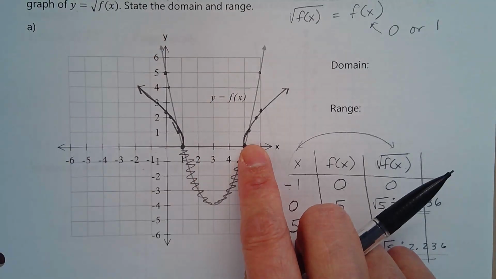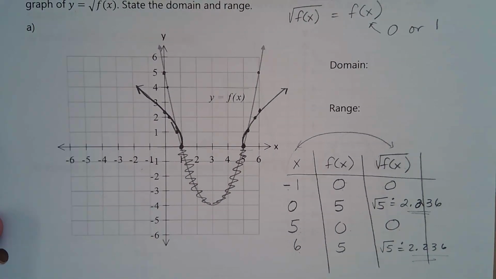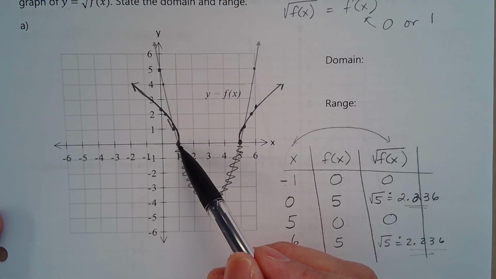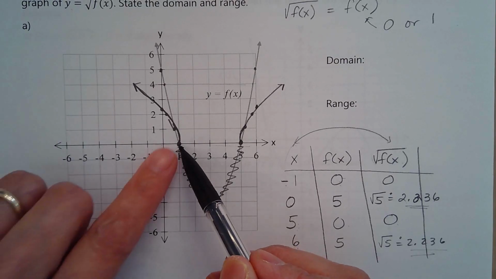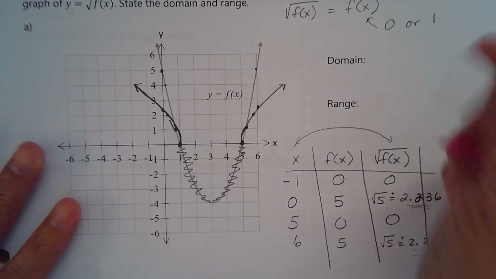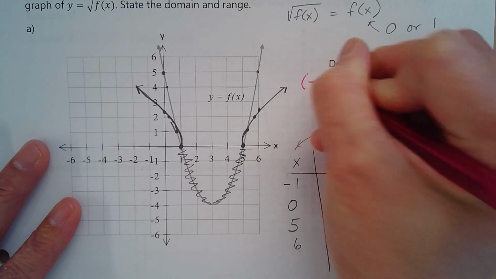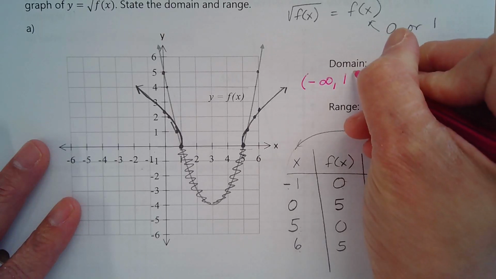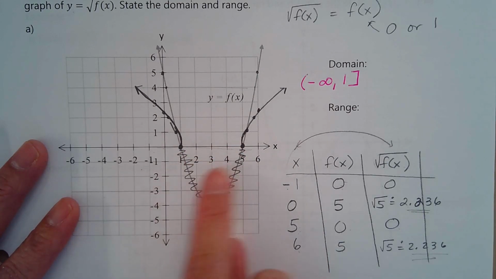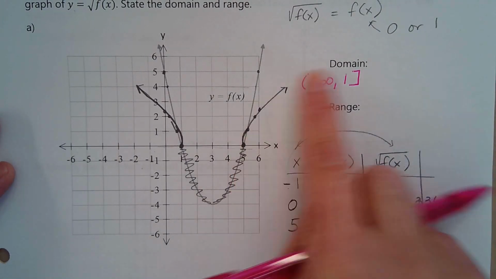Now we have two branches, right? So we have to state the two pieces together. So it's going to be, what about this part here? This is going to be less than or equal to 1. So the domain is from negative infinity up to 1, including 1. So we put our square brackets there. These parts here are not defined, so we're not going to include them. And then the next part would be from 5 to infinity.